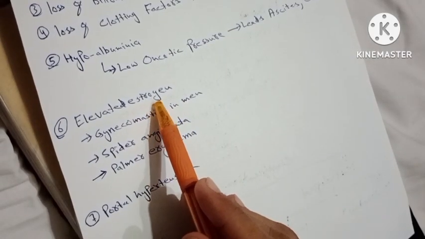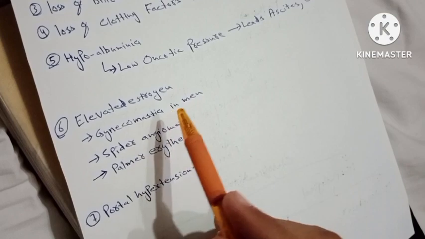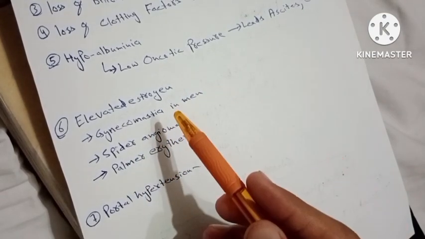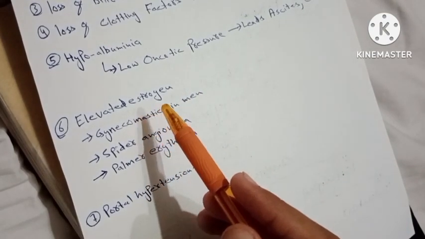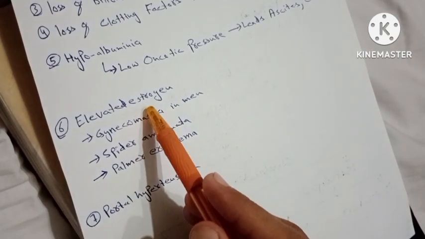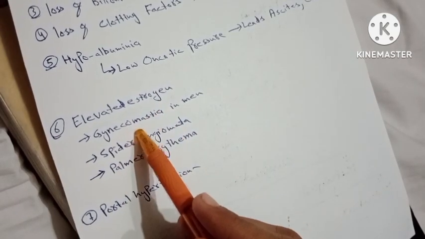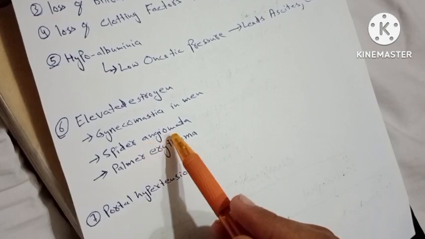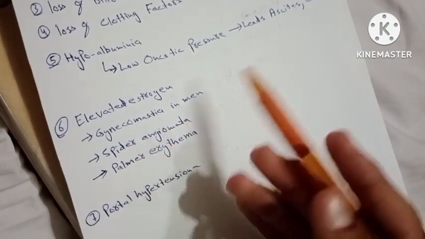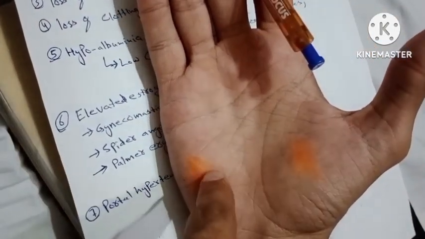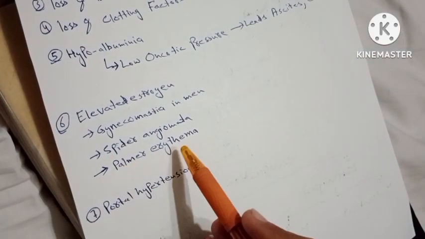Normally, estrogen is removed by the liver, but in liver cirrhosis, the estrogen cannot be removed. There is an increased level of estrogen. It leads to gynecomastia in men, spider angiomata, and palmar erythema. There is a redness in the thenar and hypothenar portion. Palmar erythema.